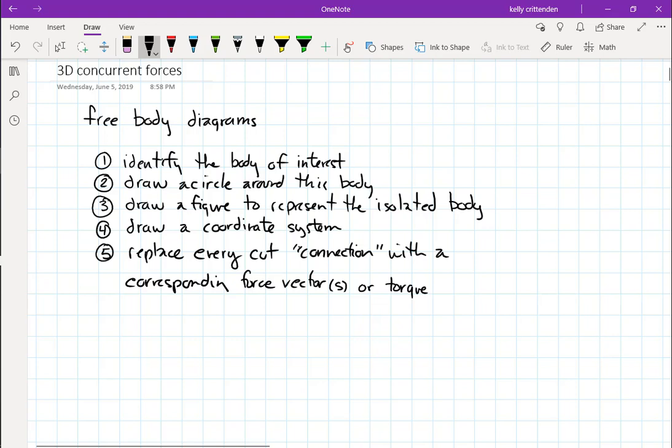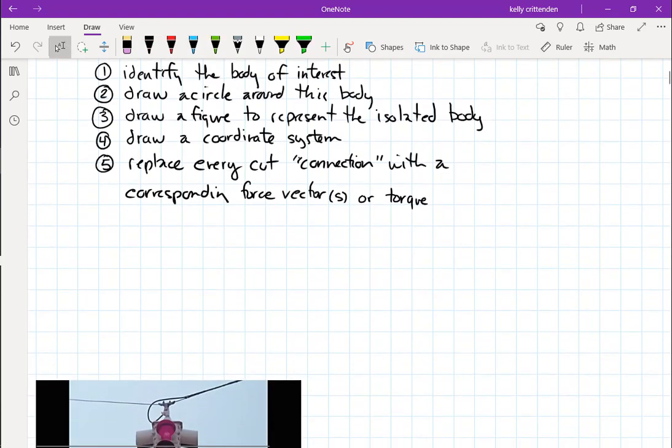Most of the 2D concurrent problems involve a strut or a rope or a cable, and when you draw the circle through it, there's just the one force vector in the cable. You would draw some kind of arrow that represents that connection. So now we've got a picture, a coordinate system, and some arrows drawn on it. But don't forget, look for other forces.